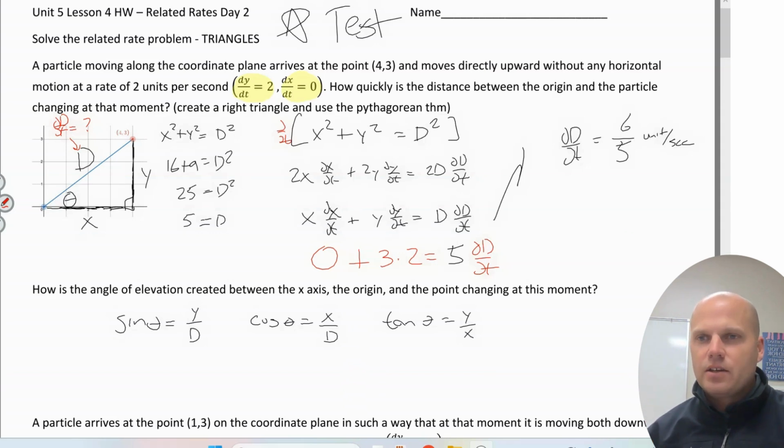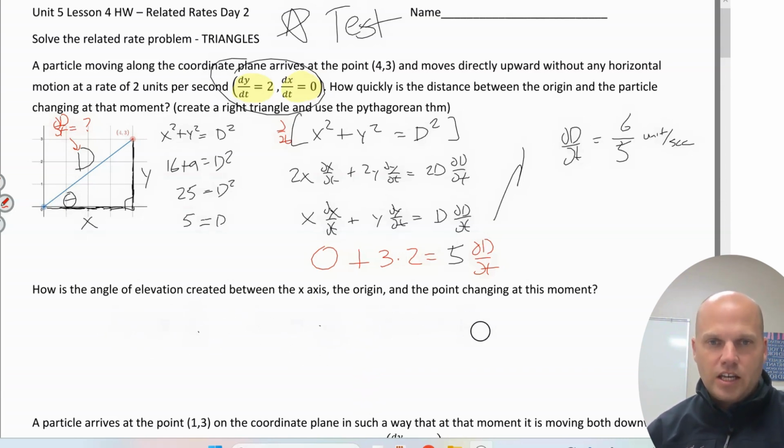But let's pretend we did not do this question. We did not get that dd dt is 6/5. Instead, we have dx dt and dy dt. Because I'm given dx dt and dy dt, probably the most advantageous one to use is tangent. I'm going to use tangent because I have dx dt and dy dt given to me to start with. Again, since we have dd dt, you could have used any of them. Well, now we need the change equation.